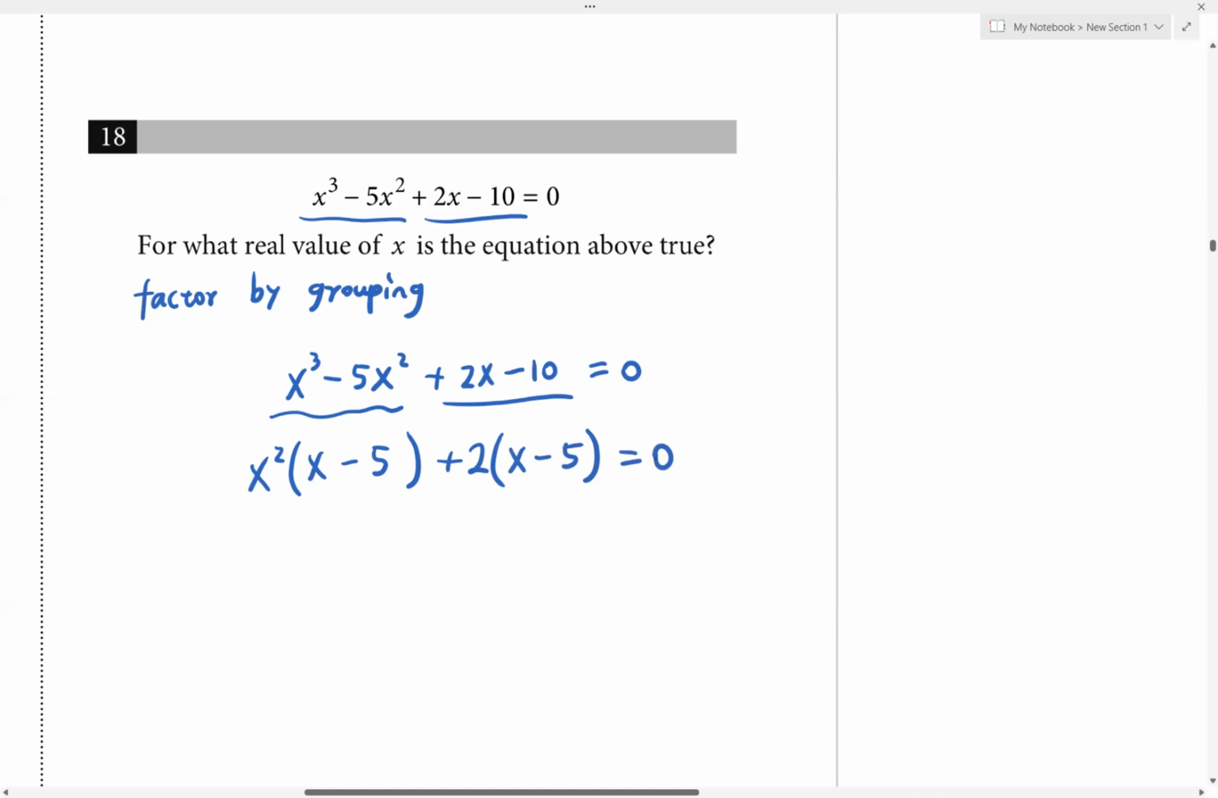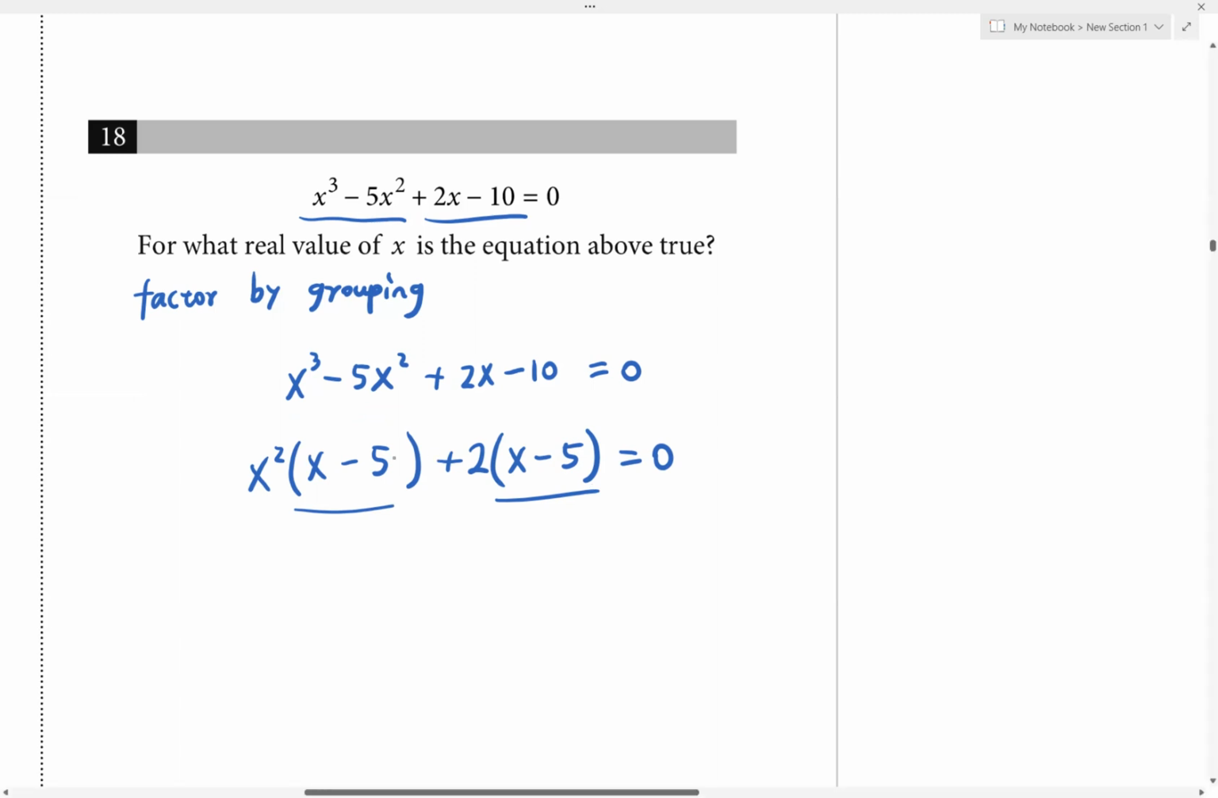After we pull out the common factor for each group, we have the same thing left inside the parentheses: x minus 5 for both. So that's a good sign, that tells us we're on the right track. Whenever we do factor by grouping, we should have the same thing in the parentheses. So x minus 5 from both groups is a common factor that we can pull out.